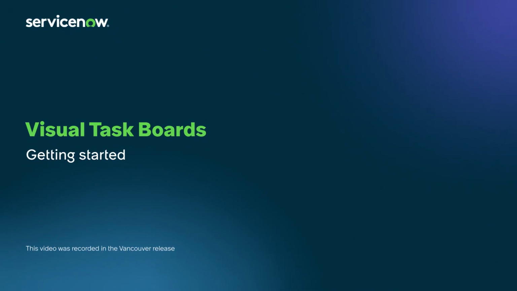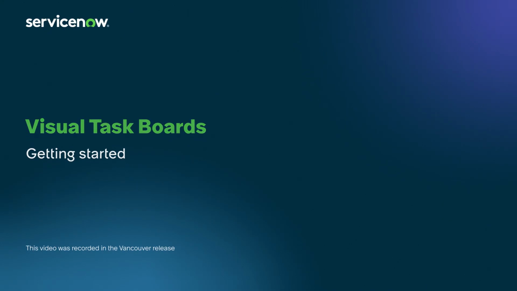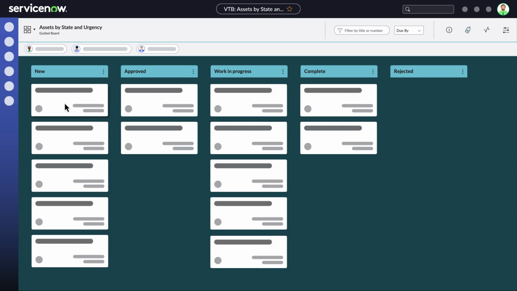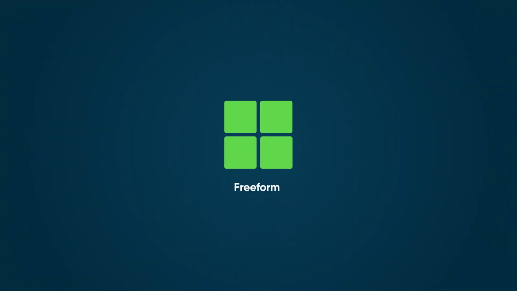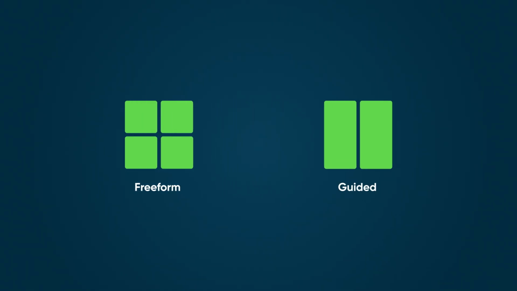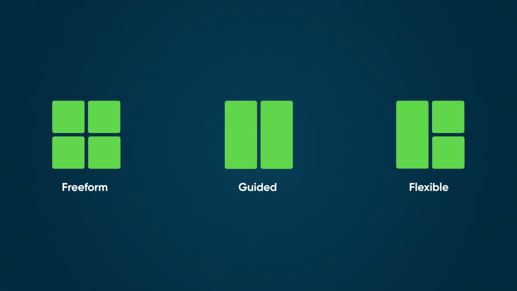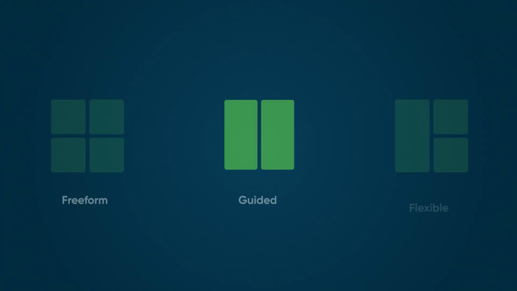Visual task boards provide a simple way to track and visualize tasks and create different types of task boards in an interactive interface. There are freeform boards, which display a variety of task types, guided boards, which display data from your ServiceNow instance, and flexible boards, which combine elements from freeform and guided boards.